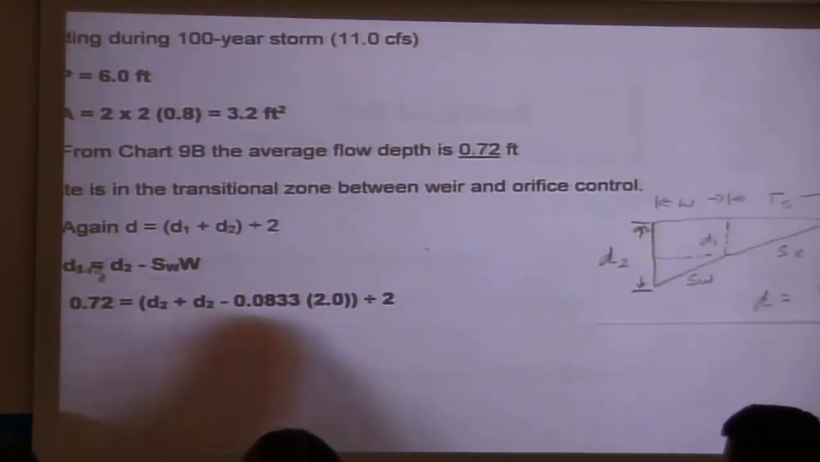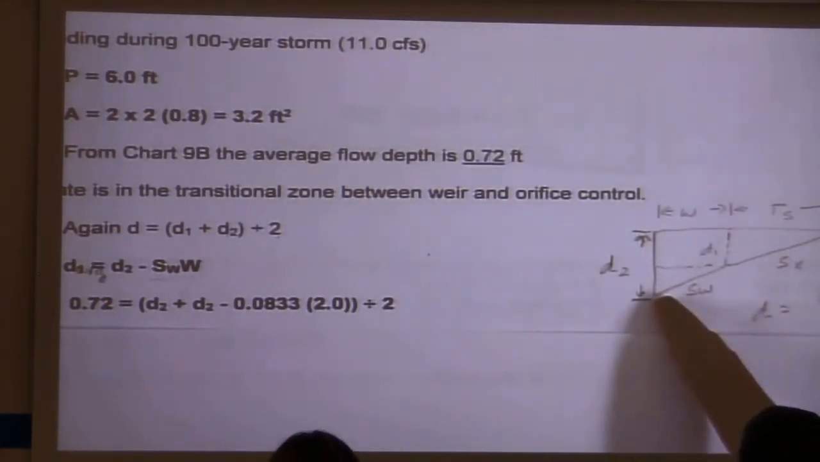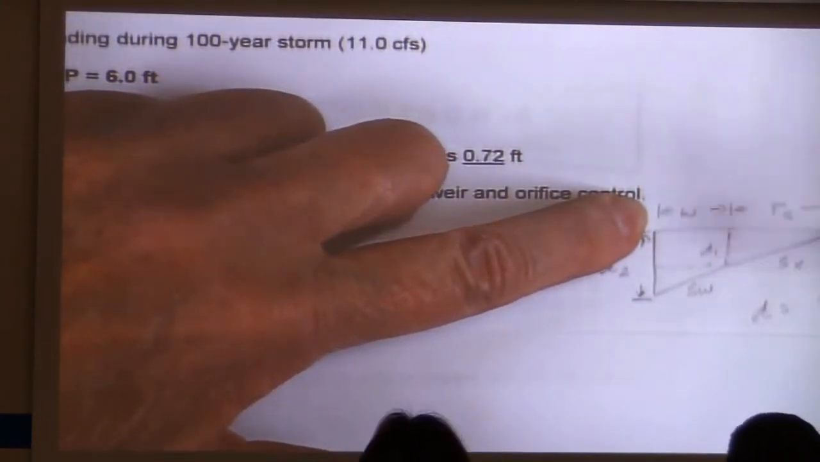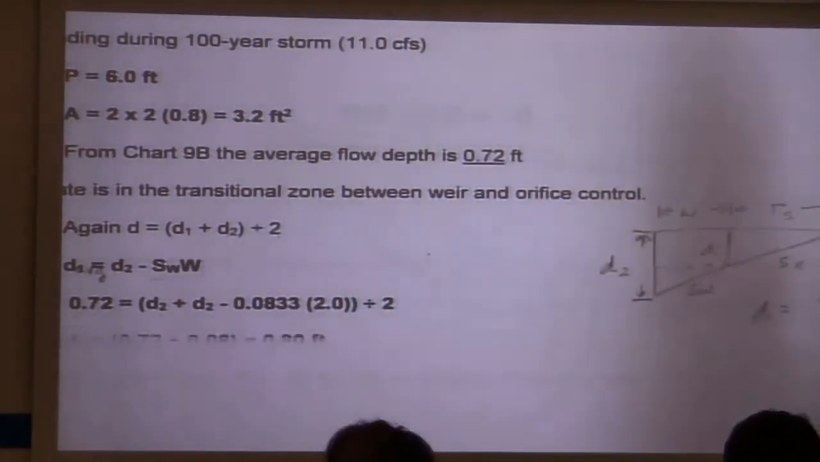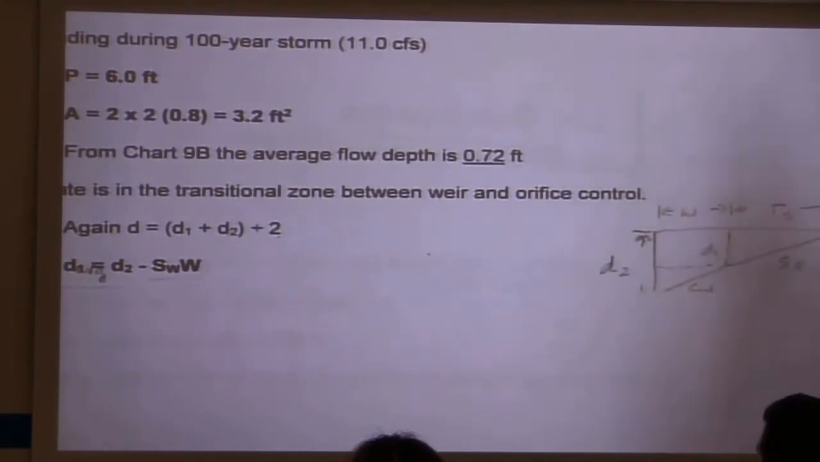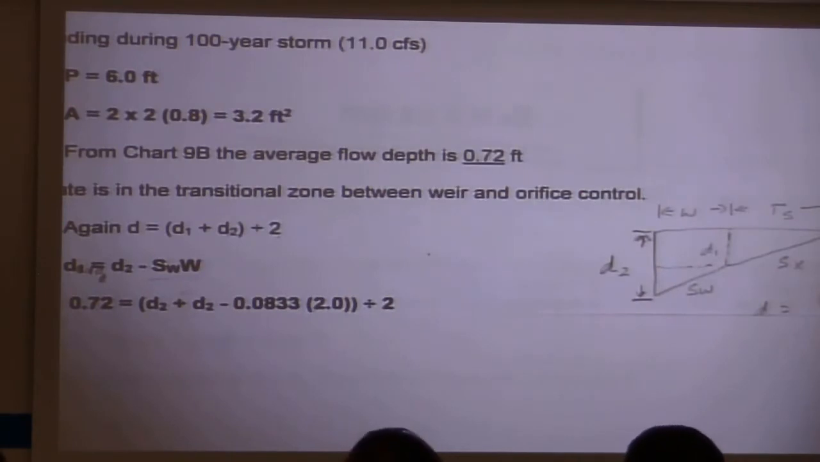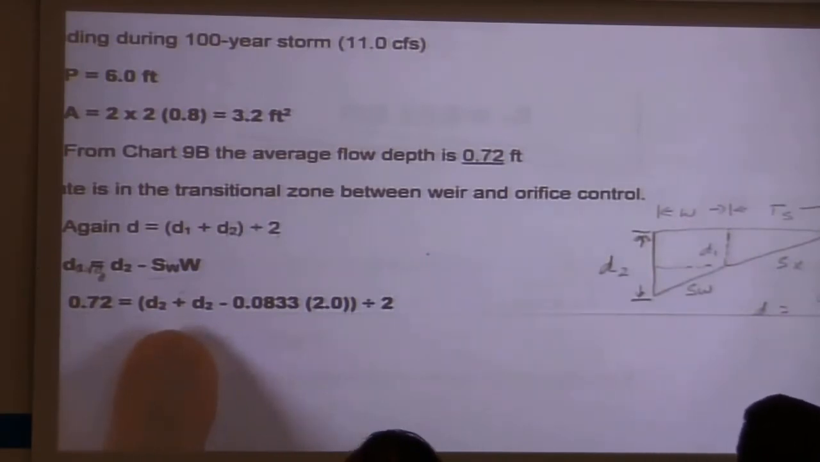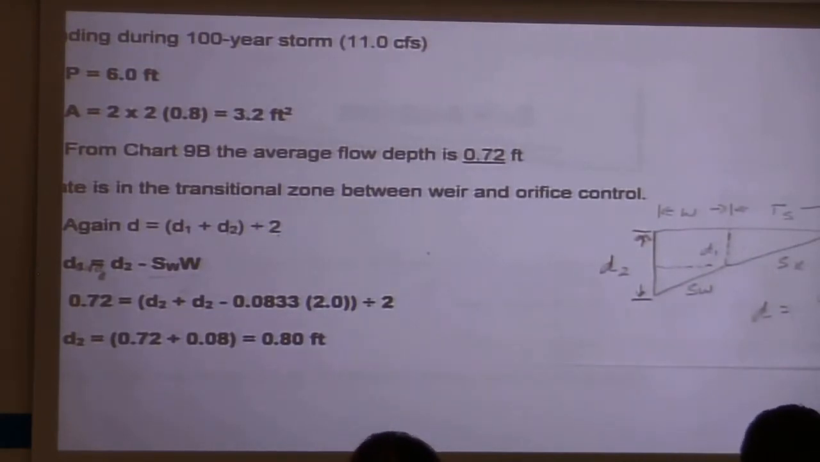And so if we work that out, we get 0.72, and here's what's going on. Here's your section, here's your SX, your SW. D2 is up to the top of the curve, D1 is the D at the end of your pavement. So you know 0.72 is D2 plus this, and the answer for D2 is 0.8. You can work it out.